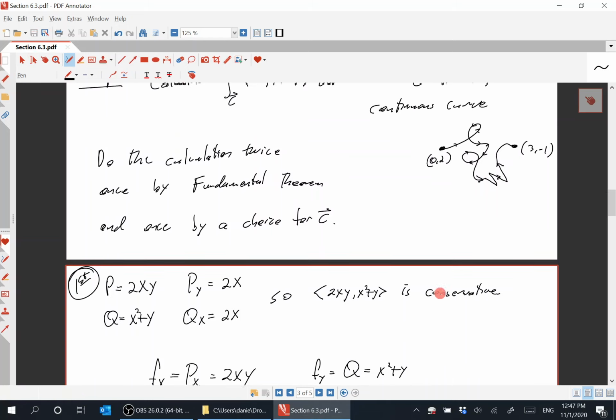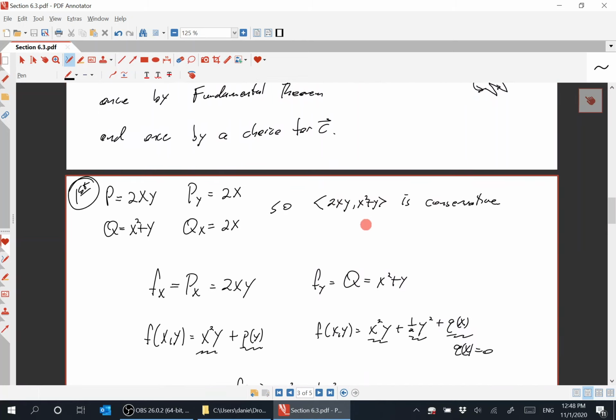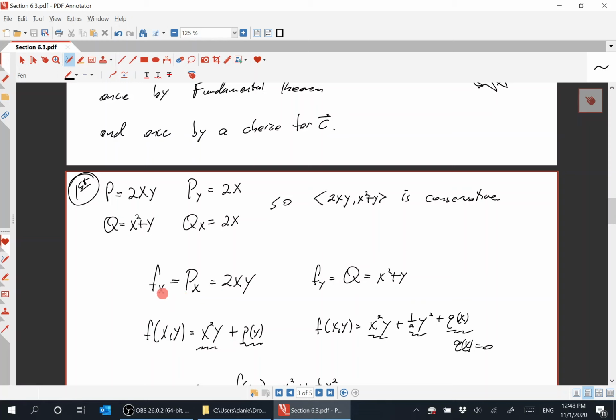So let's double check that this vector field is conservative. It's got to be, because I didn't tell you what C is, so it must be that C doesn't matter. But let's double check. P is 2xy, Q is x squared plus y. The derivative of P with respect to y is 2x, the derivative of Q with respect to x is 2x. So they're equal, so it is conservative. So P, which is supposed to be the derivative of the potential function f with respect to x, is 2xy. Q, which is the partial derivative of f with respect to y, is x squared plus y.